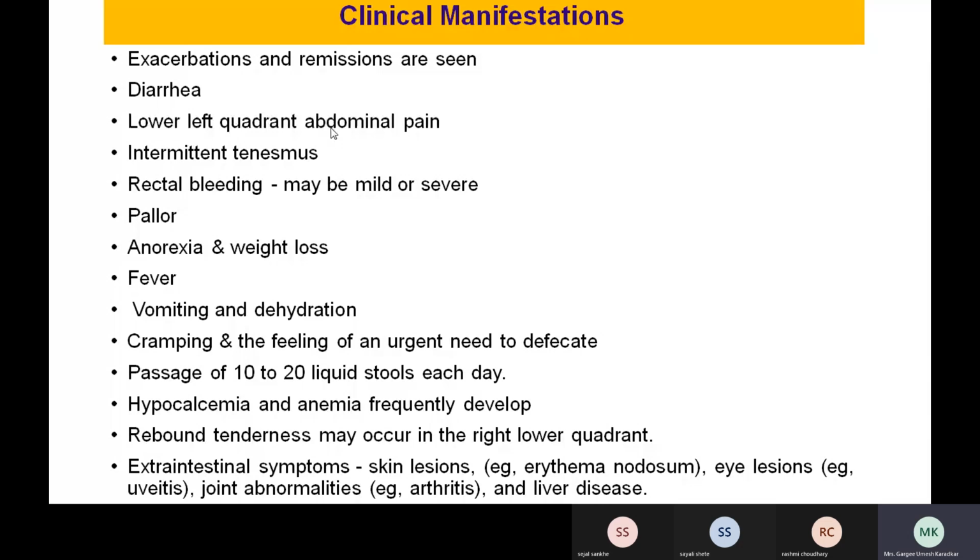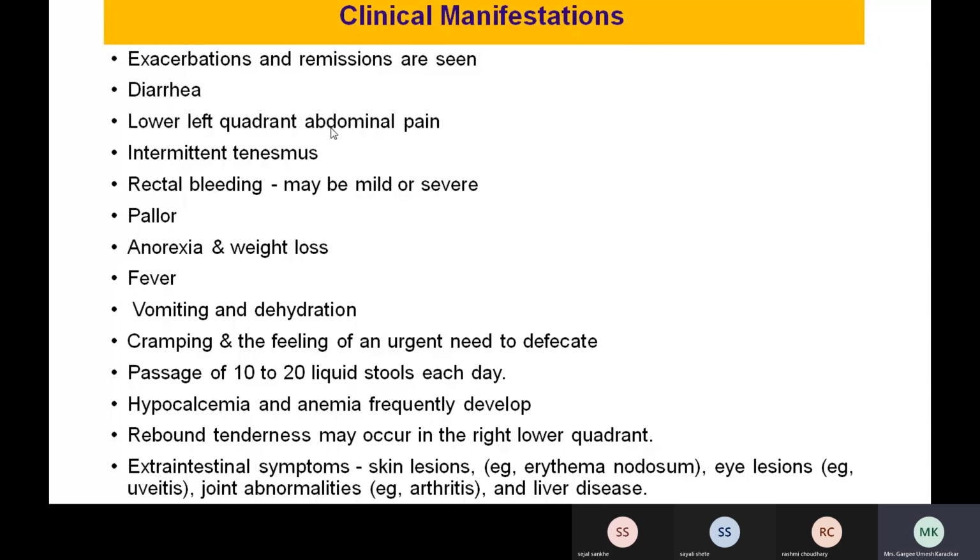Then anorexia and weight loss, fever, vomiting and dehydration. Then there will be cramping and a feeling of an urgent need to defecate. So here the patient may even pass 10 to 20 liquid stools each day. Then there is hypocalcemia and anemia, frequently seen in the patient, because absorption is affected. Then there may be rebound tenderness which may occur in the right lower quadrant.